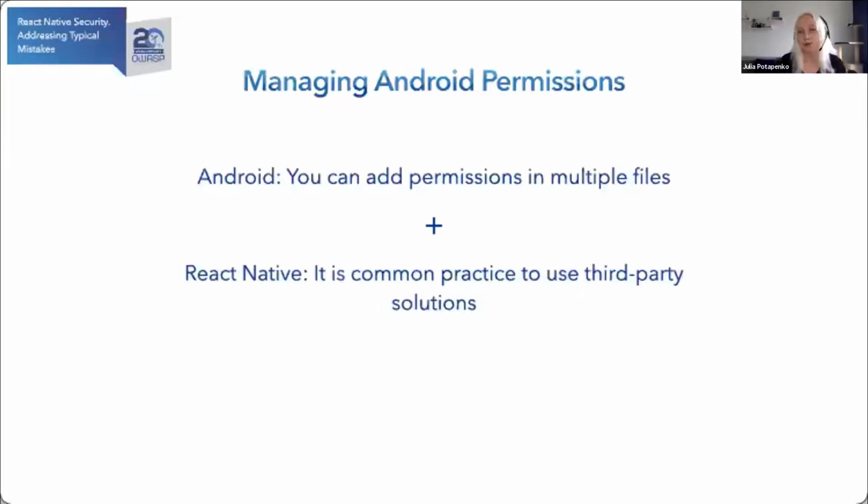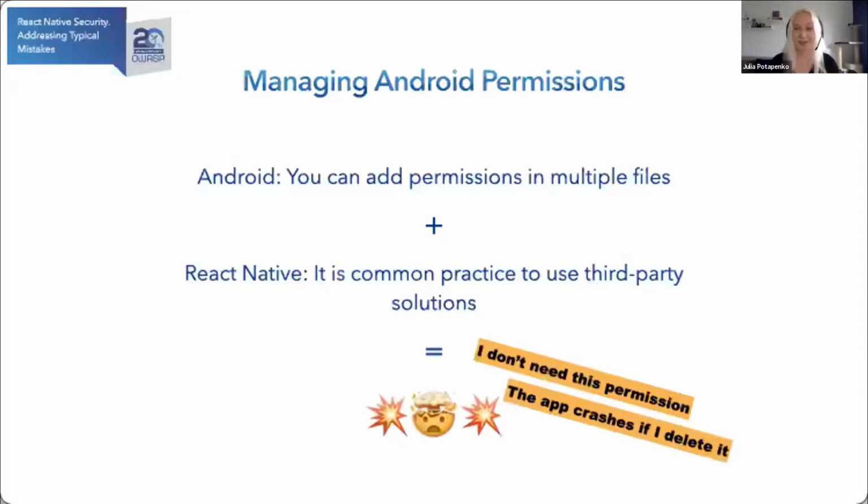On Android, you specify permissions in the manifest file. And each dependency may have its own manifest file adding new permissions. It is a common practice for React Native applications to have multiple dependencies. I'd say sometimes your application may have even more than 100 dependencies, and each of them may add new permissions to your project. And it becomes a headache because, yeah, you can remove some of these permissions.